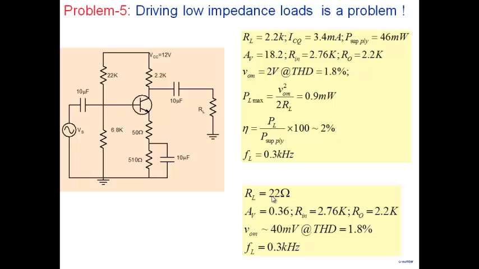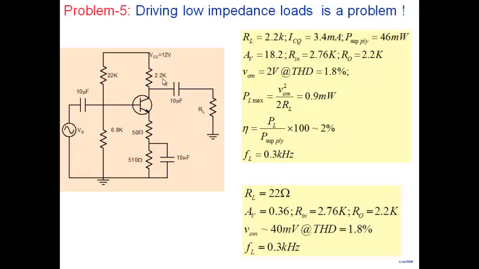So in order to make it work, note why it collapses. Because RC is so large, 2.2K, and RL is 22, and the gain is ICQ times RC parallel RL, so the whole thing collapses. So if you want to drive a low impedance load here, 22 ohms, then you have to make the output resistance here also low. Then only the gain will not collapse.